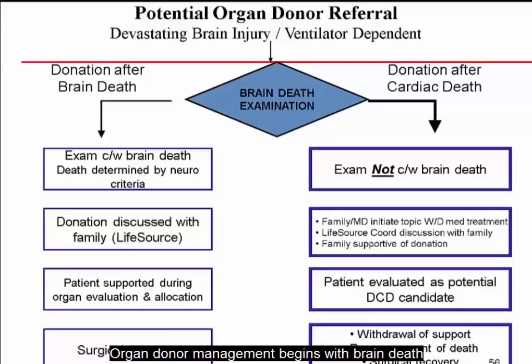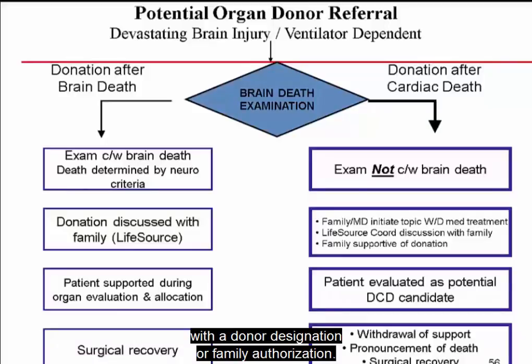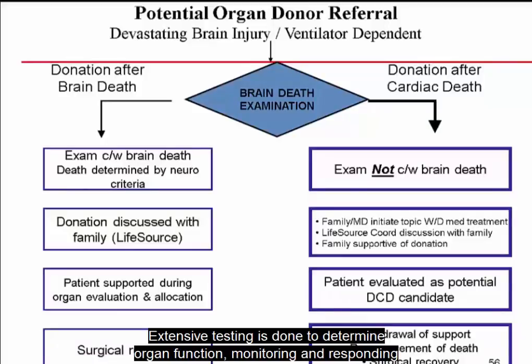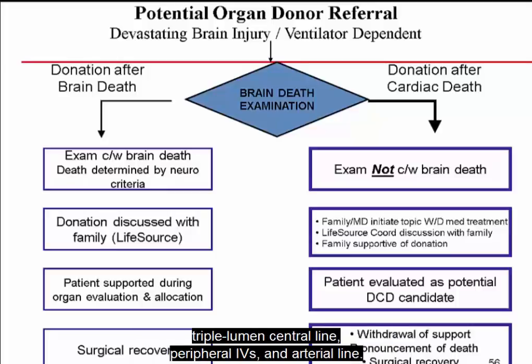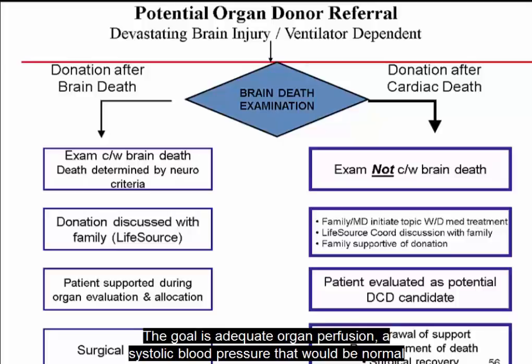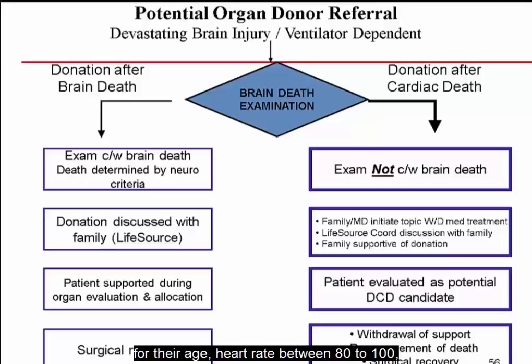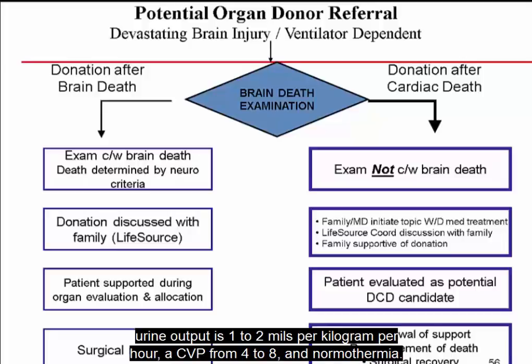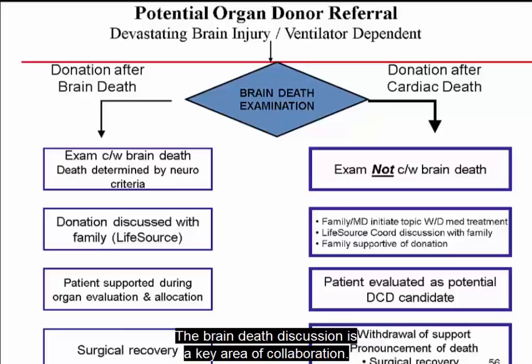Organ donor management begins with brain death with a donor designation or family authorization. Extensive testing is done to determine organ function, monitoring and responding to rapid clinical changes, and optimizing hemodynamic status with IV access, triple lumen central line, peripheral IVs, and arterial line. The goal is adequate organ perfusion, a systolic blood pressure that would be normal for their age, heart rate between 80 to 100, urine output of 1 to 2 mLs per kilogram per hour, a CVP from 4 to 8, and normothermia. The brain death discussion is a key area of collaboration.